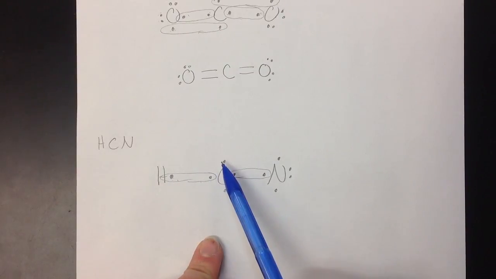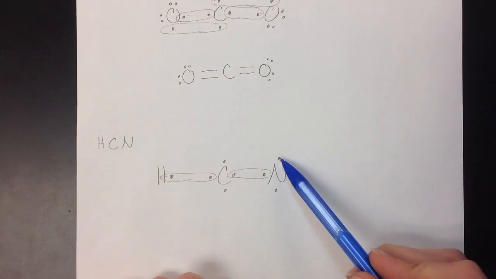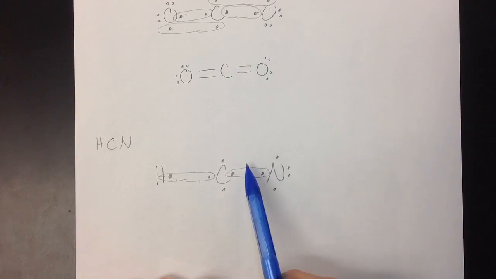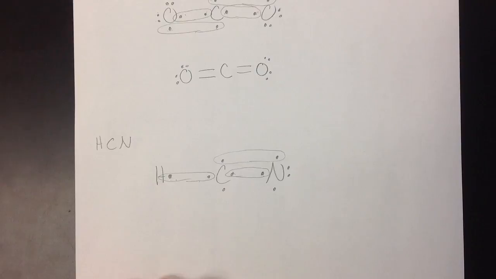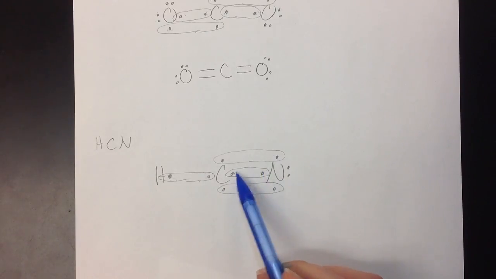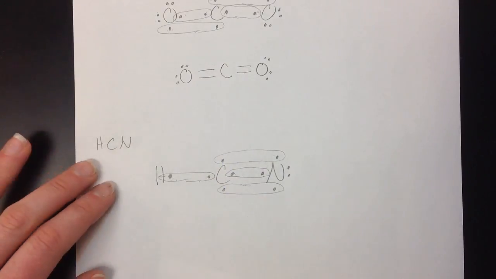Carbon has 1, 2, 3, 4, 5, 6. I need 2 more electrons for my carbon. Nitrogen is 1, 2, 3, 4, 5, 6. So I need 2 more electrons for nitrogen. If I share those electrons, and if I share those electrons, then carbon would have 1, 2, 3, 4, 5, 6, 7, 8. So those are the 8 electrons around carbon. Nitrogen would have 1, 2, 3, 4, 5, 6, 7, 8. So with that diagram, we now have 8 across each of our elements.